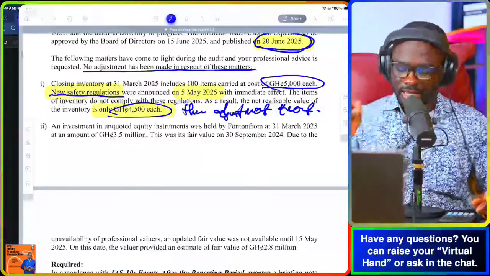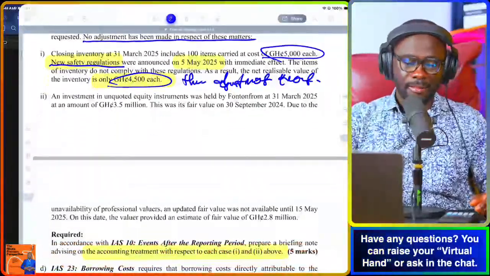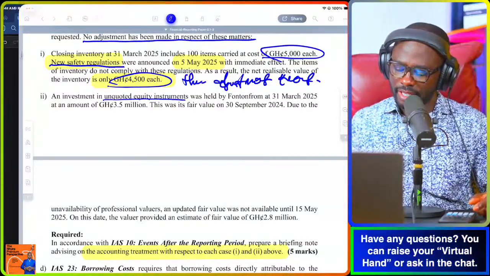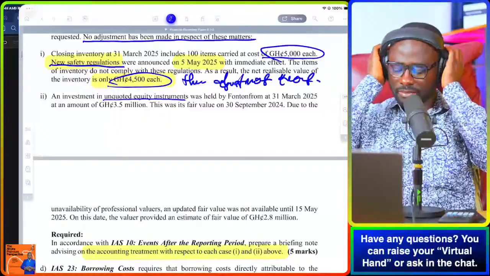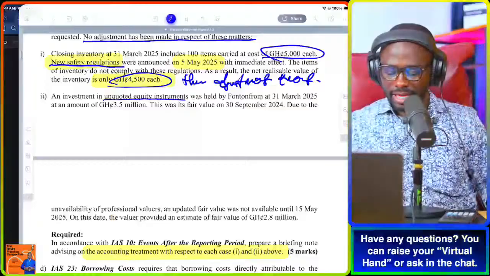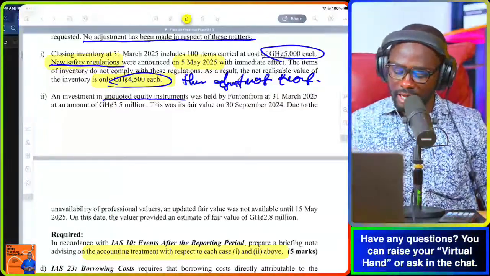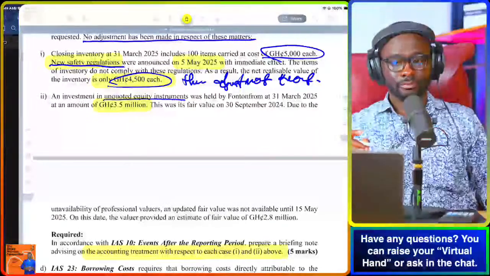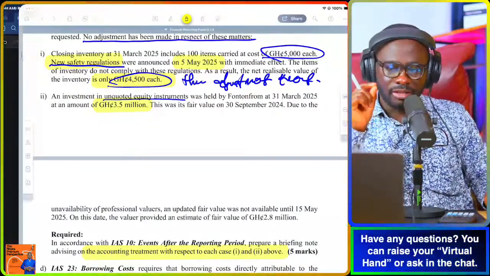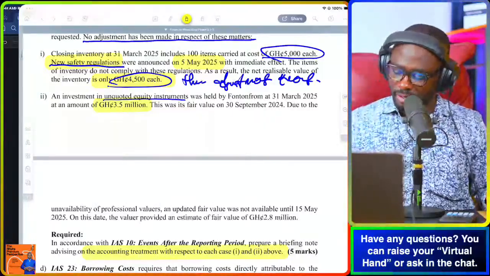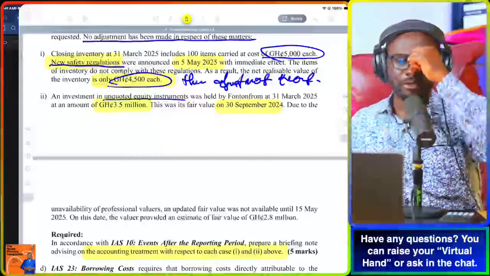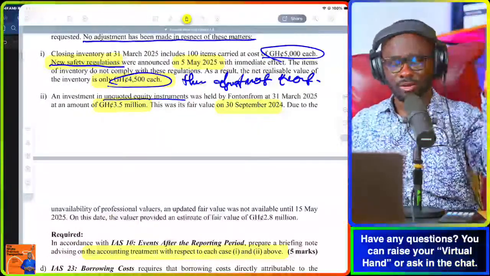II. An investment in unquoted equity investments was held by Fonton at 31st March 2025 at an amount of 3.5 million. Listen carefully. This was its fair value on 30th April 2024. Okay. So this 3.5 was its value 6 months ago.